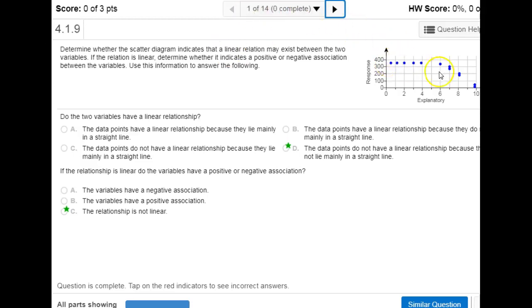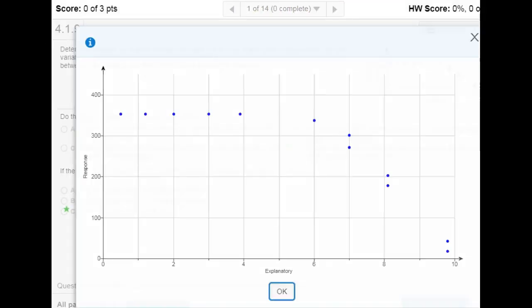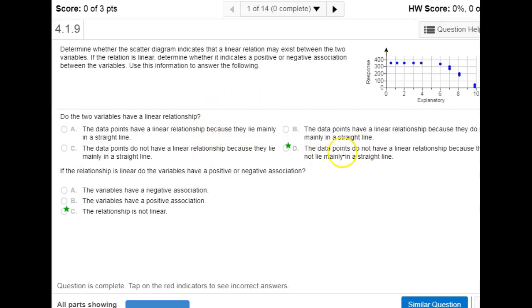Starting out here with number 1, we're trying to look at this scatter diagram and see if it indicates a linear relationship or not. And you can see that these points don't lie mainly along a straight line pattern. It looks like there's two separate patterns going on here, where here we're pretty much flat, and then further out we go, it starts to dip down. So there's not just this straight line pattern being followed. So for this example, the data do not have a linear relationship.